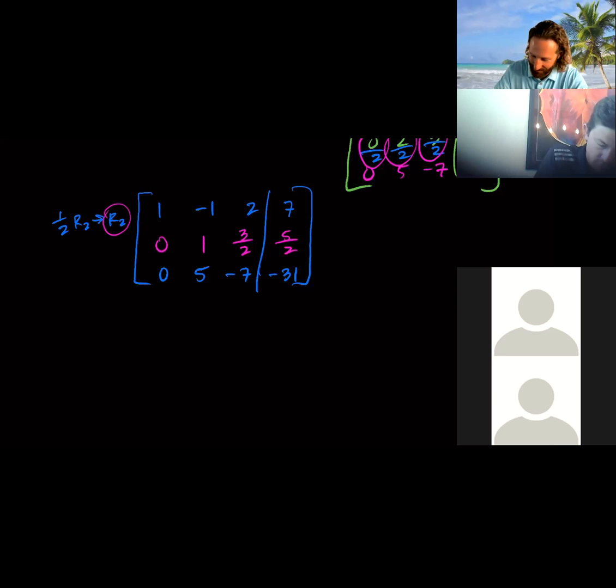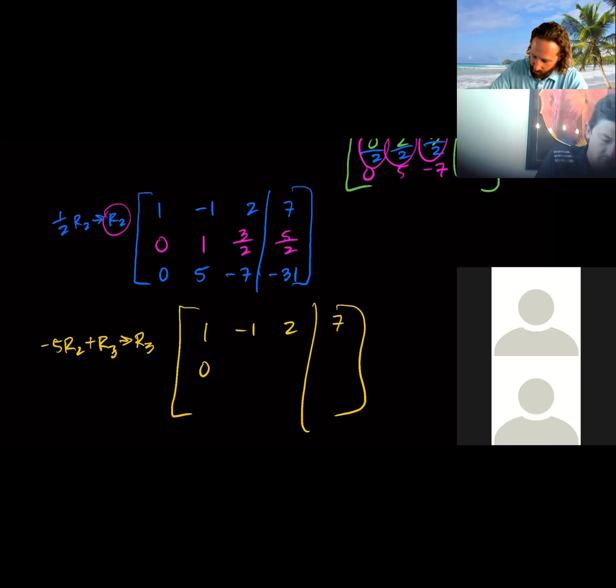What are we going to have to do? Negative 5 times row 2, add it to row 3 to get your new row 3. So again, not touching row 1, not touching row 2, just using it to get a new row 3. And that was by multiplying the whole thing by a negative 5 and then adding it to row 3.